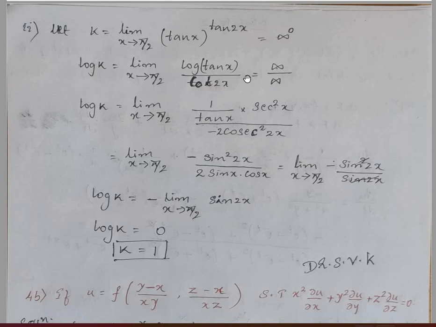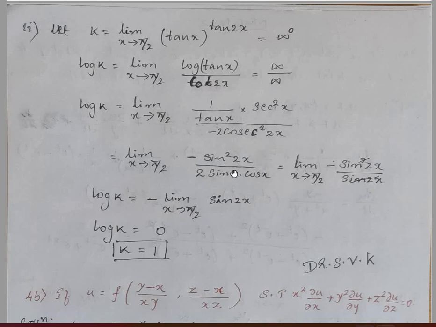So taking log on both sides and applying laws of logarithm on the right hand side, I am going to get tan 2x into log of tan x. Taking the reciprocal of tan 2x, you are going to get cot 2x. If you apply the limit as x tends to pi by 2, you are going to get infinity by infinity form. Now apply LH rule. On the right hand side, I am going to get derivative of log tan x as 1 by tan x into derivative of tan x, which is secant square x, over the denominator derivative, minus 2 cosecant square 2x.